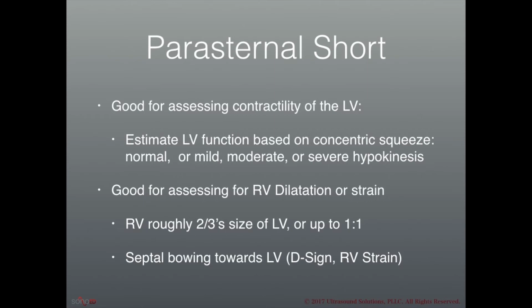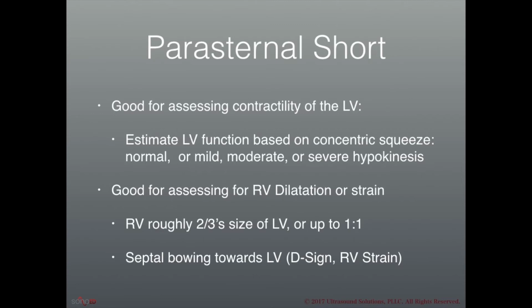The parasternal short is a great view to assess the LV function because you see it completely circumferentially, so you're able to see a portion of all of the walls. You can assess for the squeeze and determine whether or not it looks normal or mildly, moderately, or severely hypokinetic. You can also assess the size of the right heart as it compares to the left heart. The normal right ventricle is 0.6 or maybe 2/3 the diameter of the left ventricle, and we will tolerate up to a 1-to-1 ratio before we call it concerning for right heart strain.